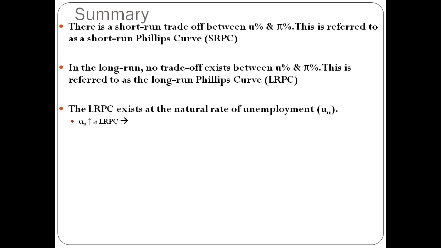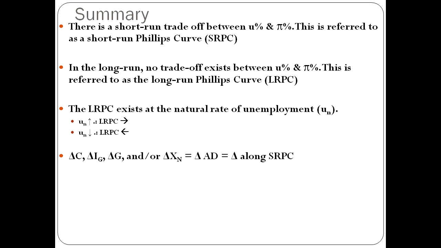An increase in that natural rate is going to shift the long-run Phillips curve to the right. Decrease is going to shift it to the left. If we have changes in consumption, gross private investment, government spending, net exports, that changes aggregate demand, and you move along the short-run Phillips curve.